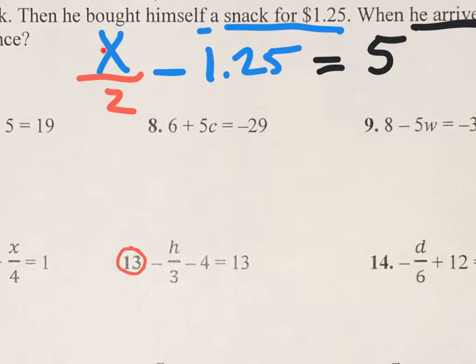Remember, X is on the left side. Yeah, so you want to get rid of the 2 and this. What do you get rid of first? The bum at the corner. Which one's the bum at the corner? The $1.25, right? The minus 1.25.